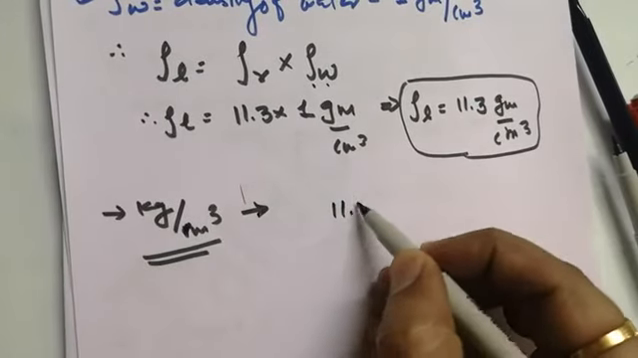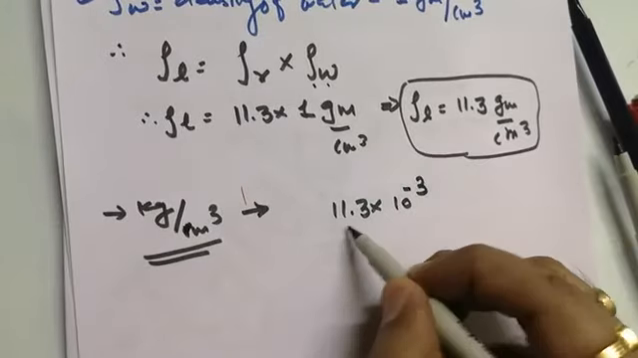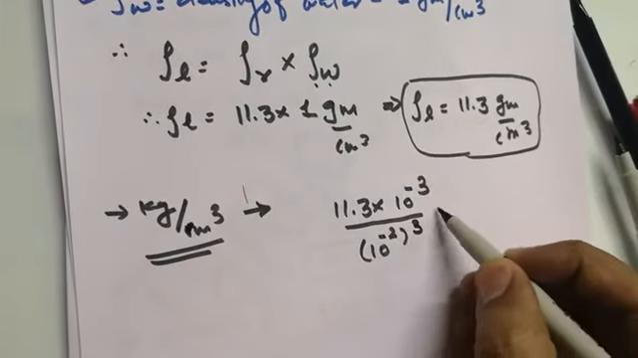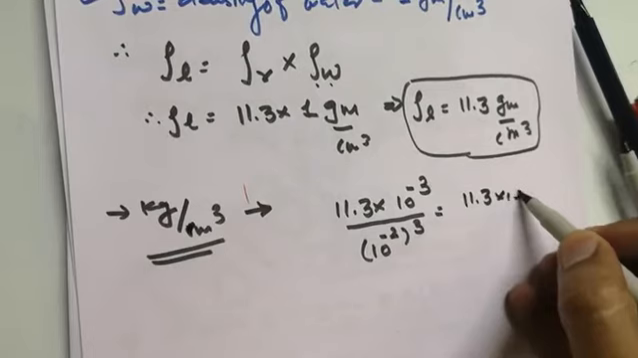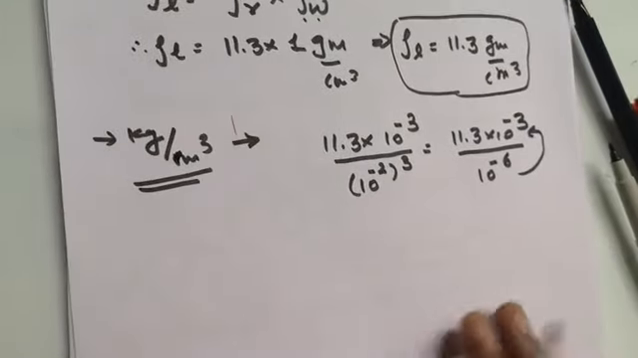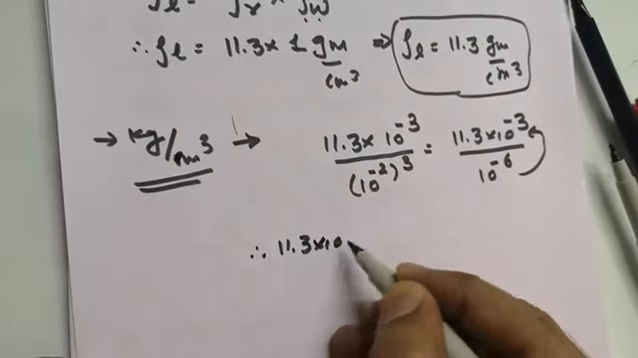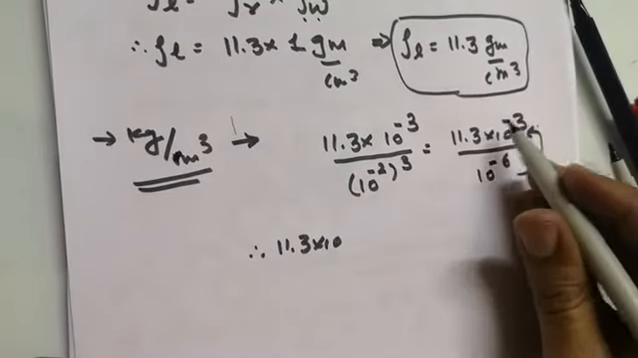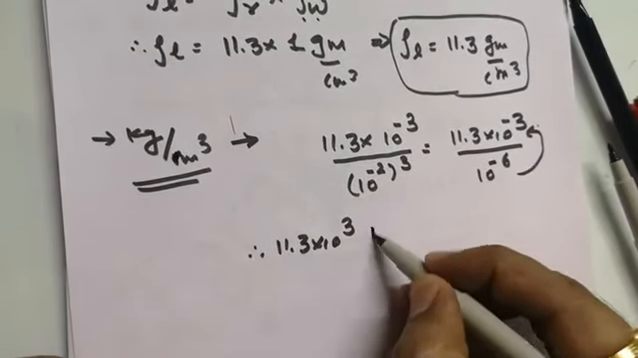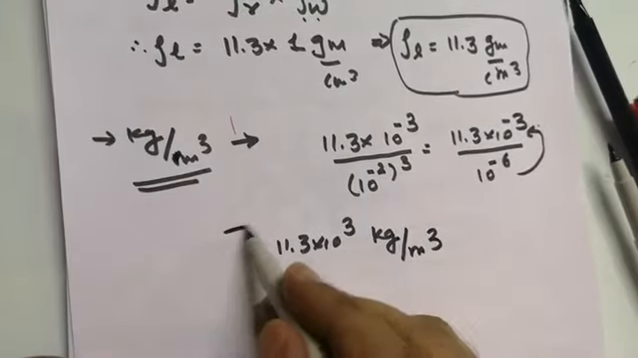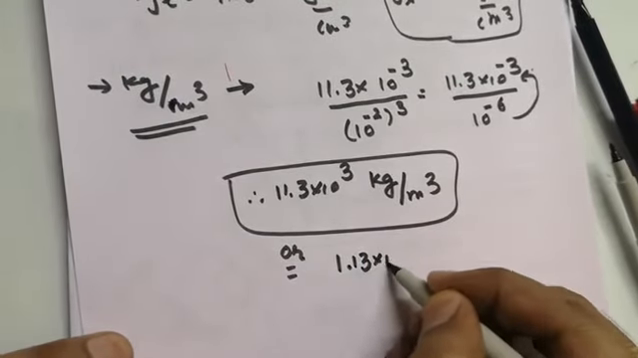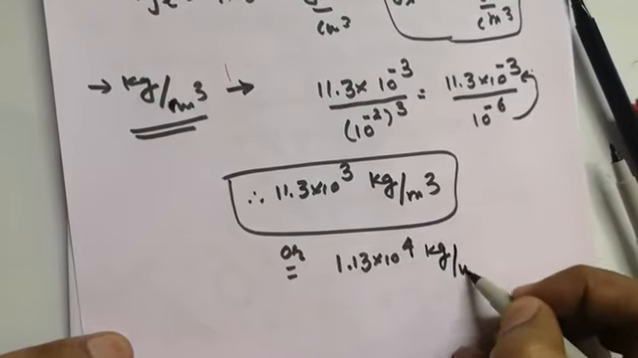So I'm just doing that. 11.3 gram can be converted to 10⁻³. Centimeter is converted to meter, 10⁻², and it's a cube. So I can have 11.3 × 10⁻³ multiplied by 10⁻⁶. The -6 is going to the numerator, so I can have 11.3 × 10⁻³ × 10⁺⁶, that is +6 − 3. So that is why I have 11.3 × 10³. If you want one more power, first of all I am mentioning my unit. So this is actually my answer in terms of kilogram per meter cube, or you can say 1.13 × 10⁴ kilogram per meter cube.